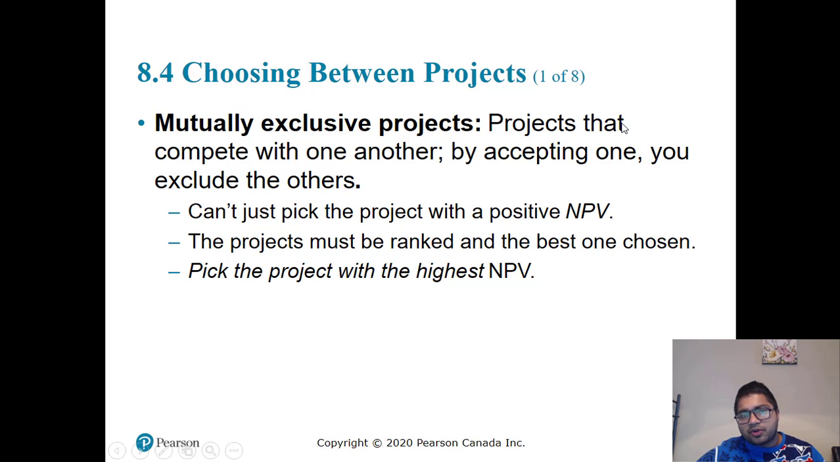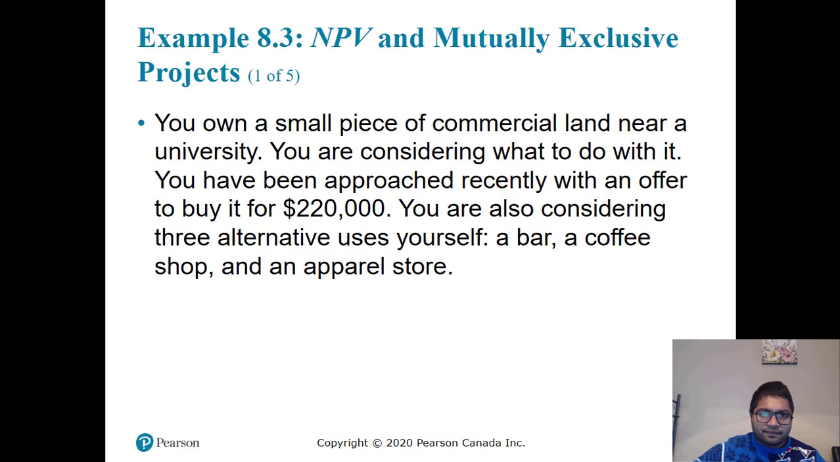Mutually exclusive projects compete with one another. By accepting one, you exclude others. You can't just pick the project with positive NPV; you have to pick the project with the highest NPV. So if you have multiple projects, which one would you choose? You would choose the project that has the highest NPV. So they have given an example.